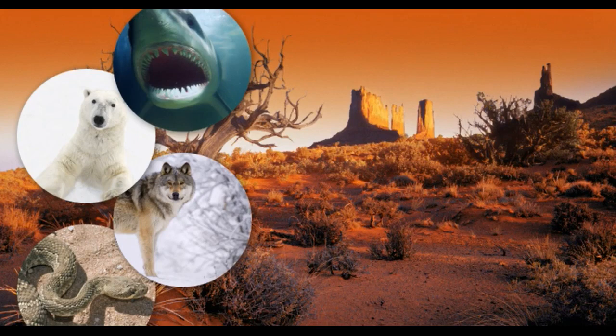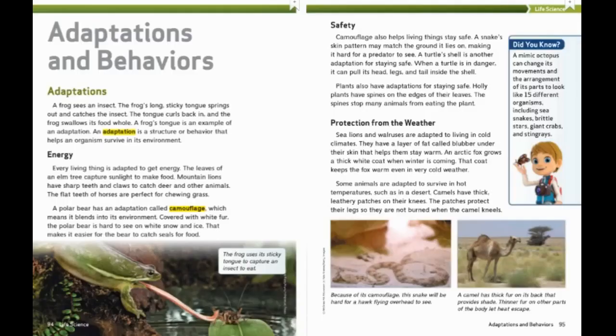In the video, the person was able to determine which animal lived in the desert by looking at their physical and behavioral adaptations. By doing this, she was able to determine that the snake was the best fit for the desert. Let's read these 2 textbook pages to learn a little more about adaptations and behaviors.